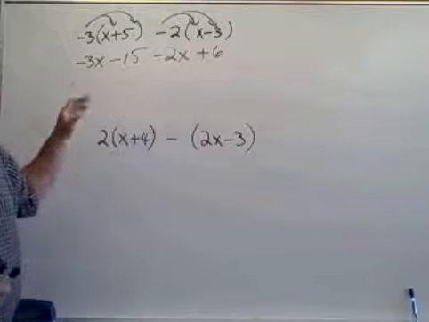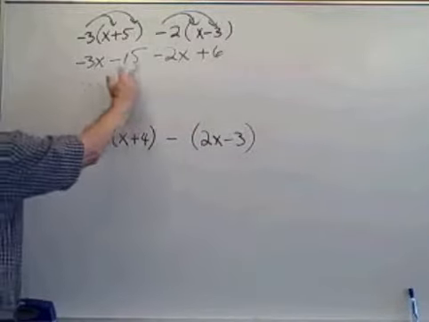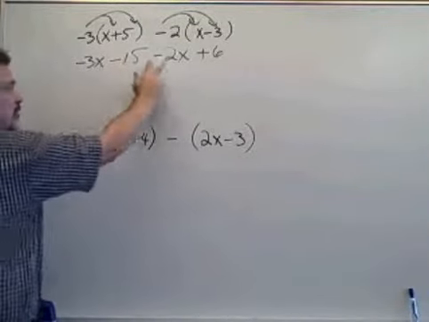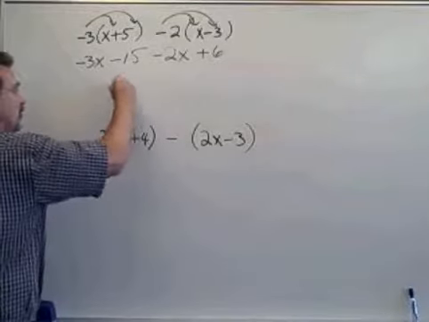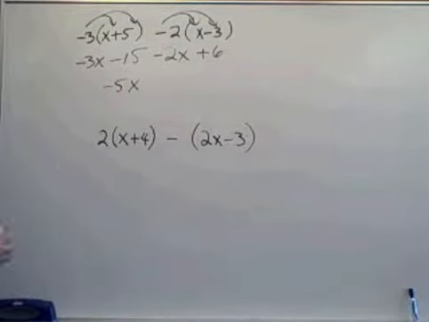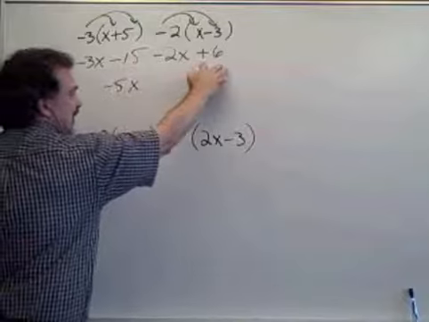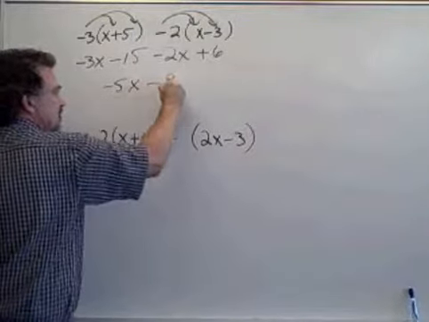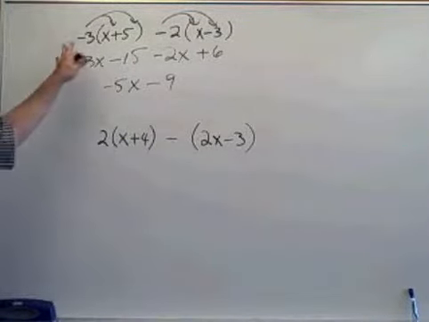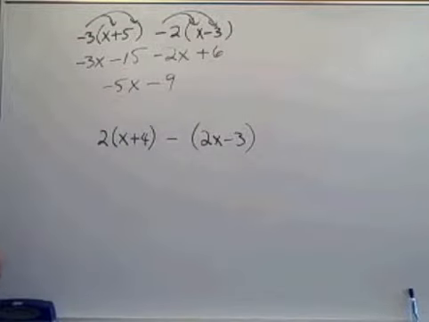Well, now we have like terms we can combine. -3x minus 2 more x, you owe 3, you owe 2 more, that's the same as owing 5, so that's -5x. You owe 15, but you have $6, that's the same as owing 9. So that expression simplifies to -5x minus 9.